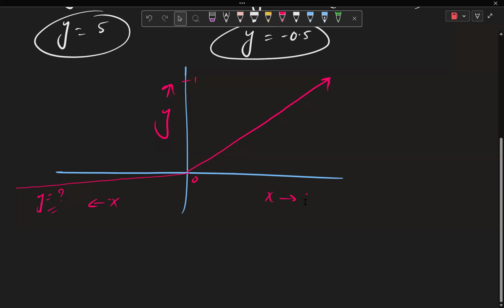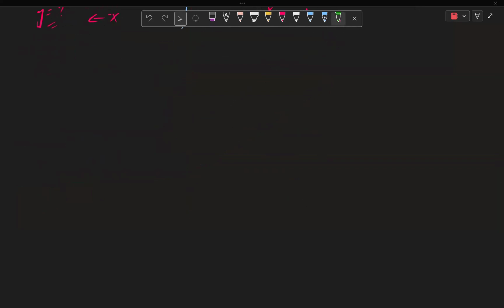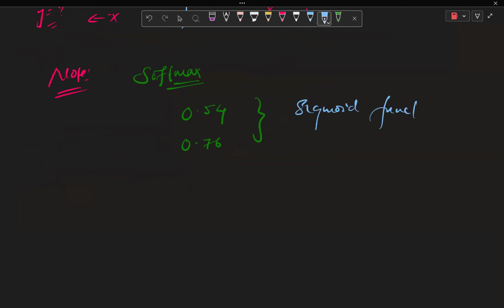Which one to use? Guys, one more we have is called softmax. It is not used very frequently. Let's say in your sigmoid function, you got the output as 0.54, 0.76. This is the output in your sigmoid function. What softmax does is convert this answer into probability distributed answers.